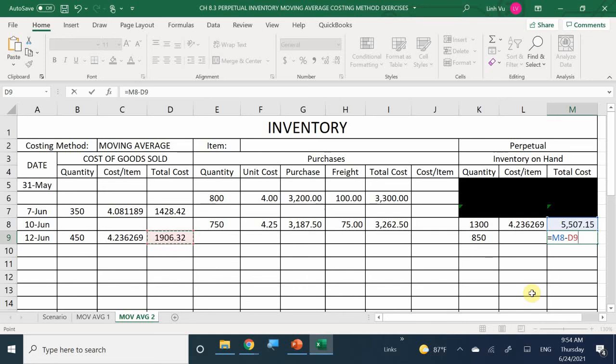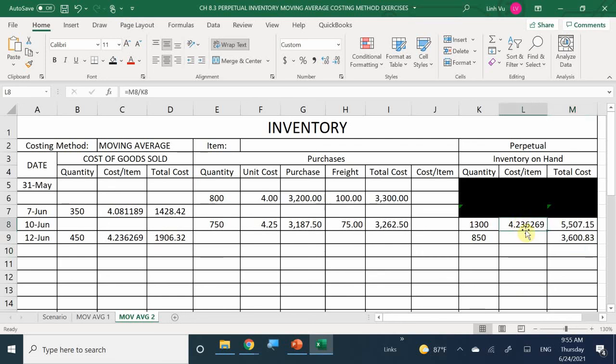No, I'm here. Okay. So here we had $5,507.15, and we just sold 1906.32. 3,600.83. Excellent. So then, what is my new average cost per item? 4.236270. So here, once again, it changed by a ten-thousandth of a penny.